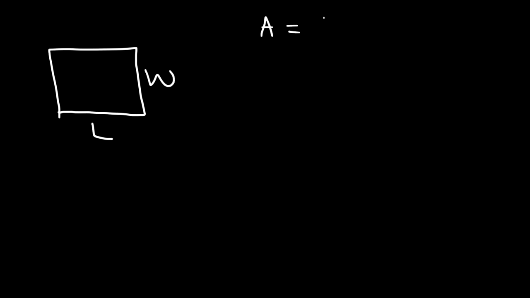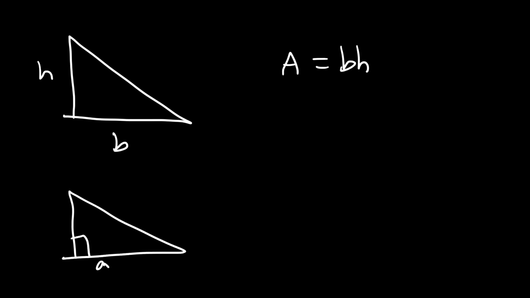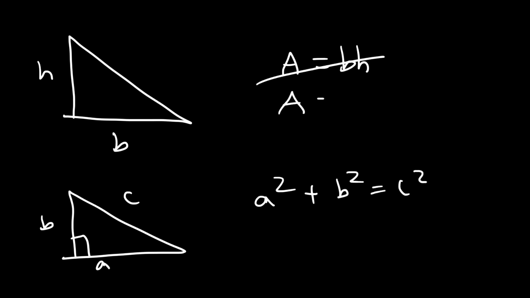So just to review, here are some formulas you need to know. If you have a rectangle, the area of a rectangle is length times width. The perimeter is simply the sum of all four sides. It's 2L plus 2W. Next, if you have a triangle, the area of a triangle is base times height. And if you have a right triangle, if you need to find the missing side, you can use the Pythagorean theorem. And let's not forget to put the 1/2 in front of the base times height for a triangle.